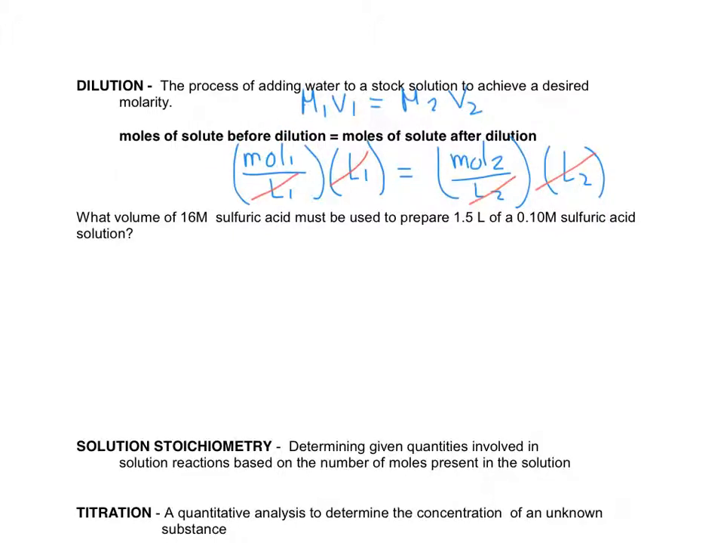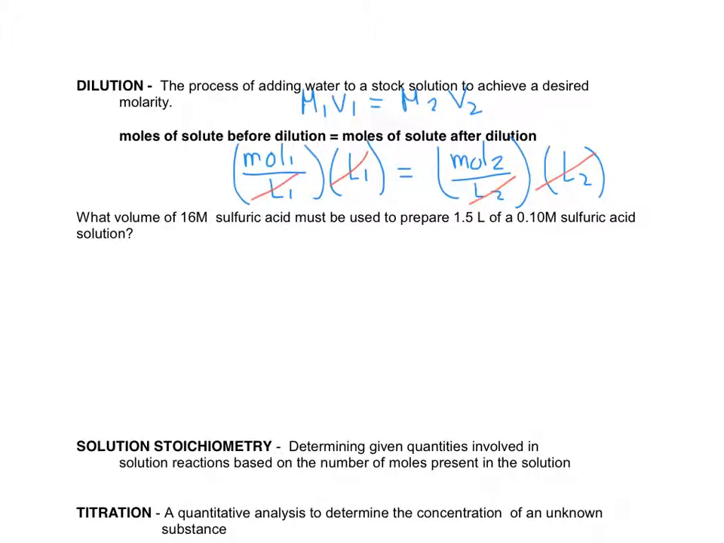So let's look at a problem. It says, what volume of 16 molar sulfuric acid must be used to prepare 1.5 liters of a 0.10 molar sulfuric acid solution? So we have a very concentrated solution of sulfuric acid. It's 16 molar. We want to make a dilute solution that's only a 10th molar. And we want 1.5 liters of that 10th molar solution. And so basically it's asking how much of the concentrated solution should we use.